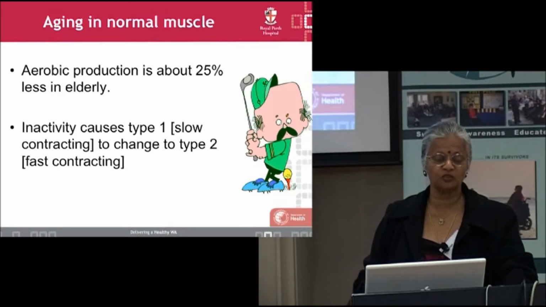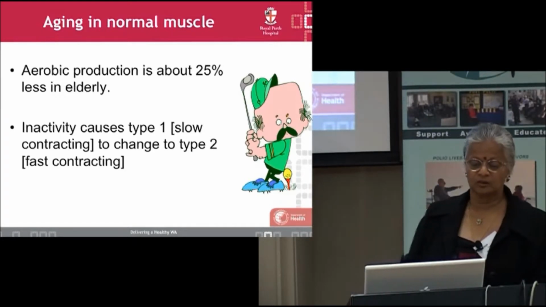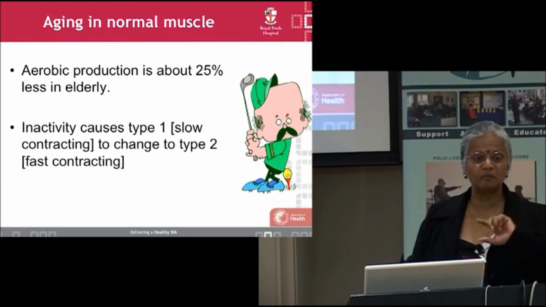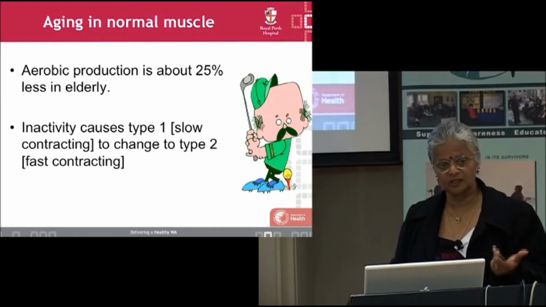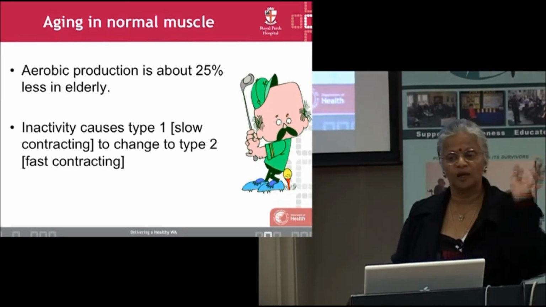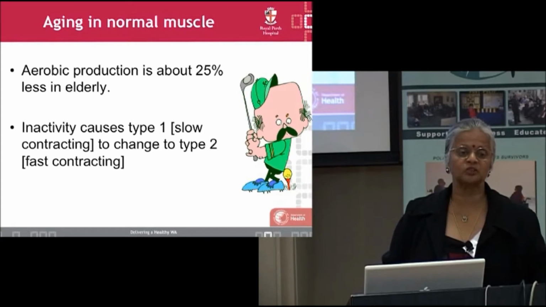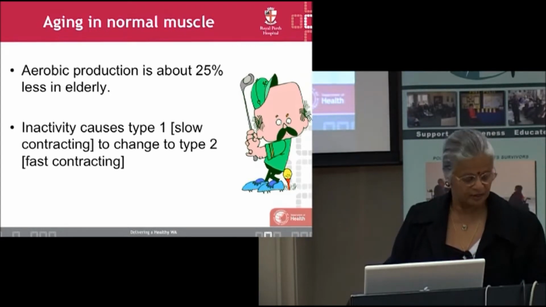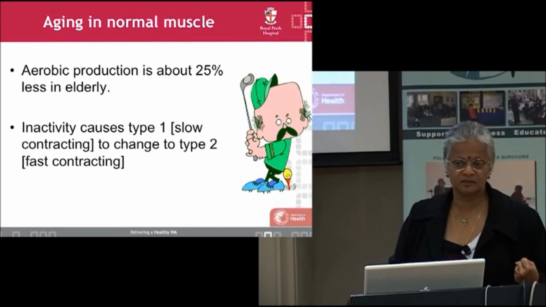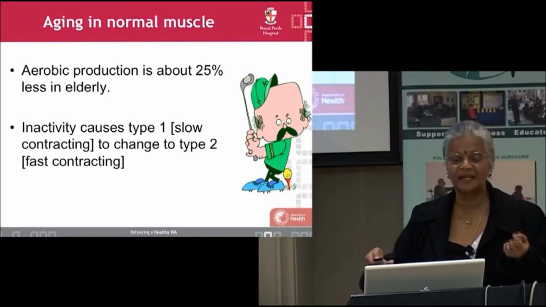And sometimes they change to fast contracting. Okay? So muscles do change according to the demands you put on them. As I said, if you're only doing walking, you're going to lose the ability to stand still, the slow contracting fibers that allow you to hold something and carry.